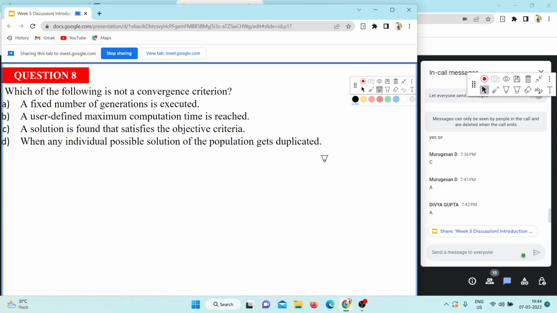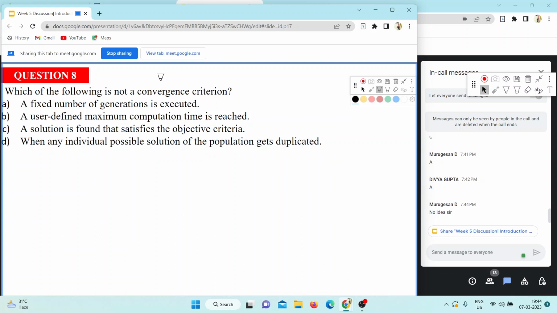So any guesses for this question? Okay, Murugan is telling no idea. Any guesses other than this? Okay, so if you have no idea, let me give you the idea.